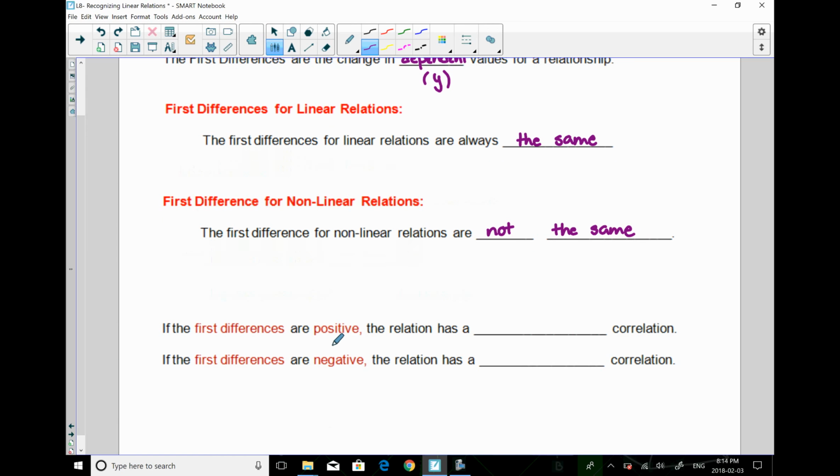If the first differences are positive, the relation has a positive correlation. If the first differences are negative, the relation has a negative correlation. So again, if it's positive, that means it's going up, and if it's negative, that means it's going down. Okay, and we've already looked at correlations in previous videos. So just another way of determining correlations, first differences. And that's it for this lesson.